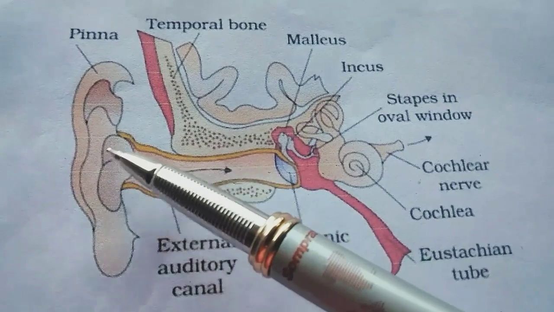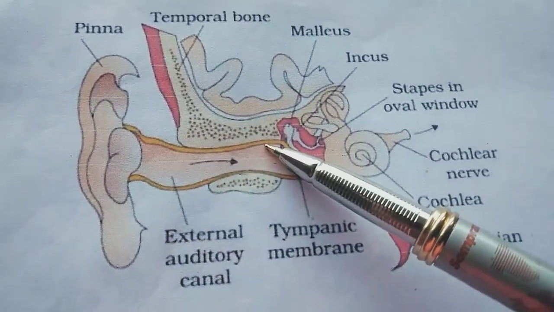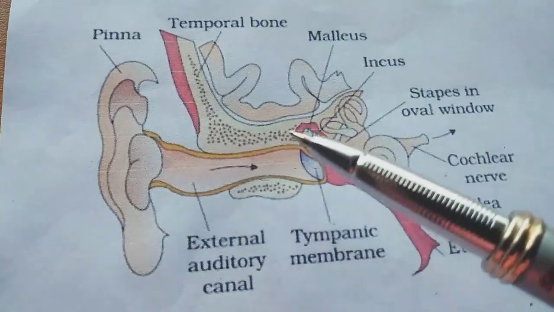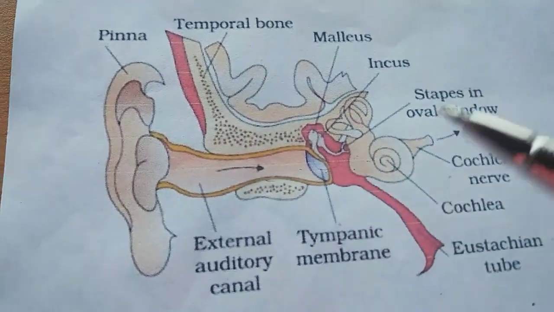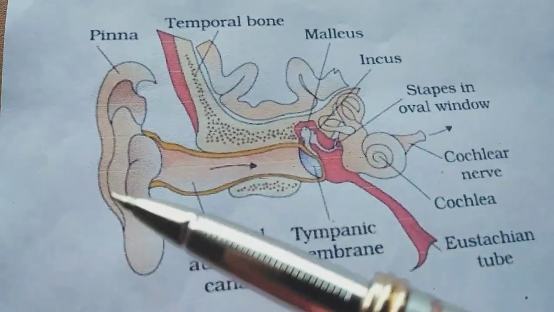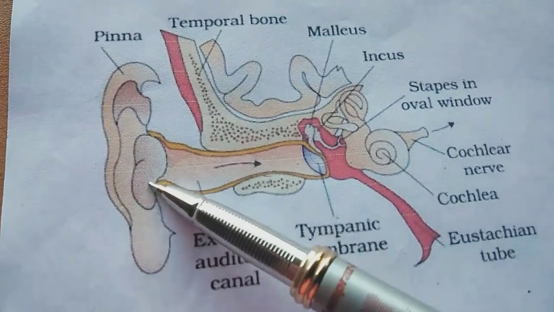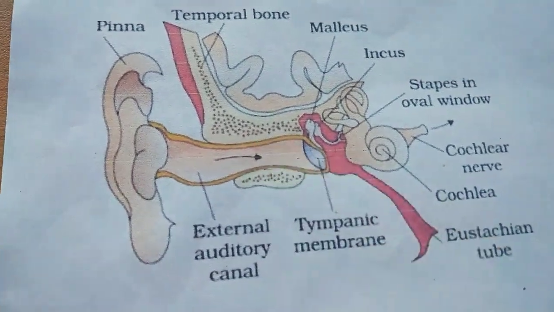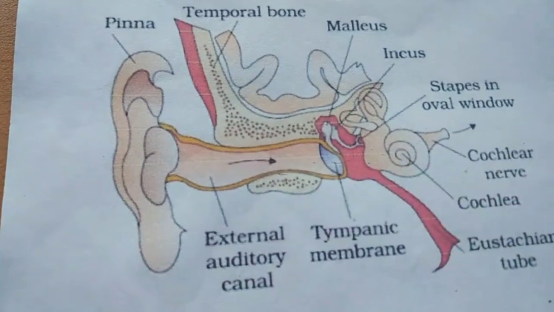This is pinna. Pinna collects vibrations in air, and this tube is the external auditory meatus. It leads inward and extends up to the tympanic membrane, that is the eardrum. This tympanic membrane is also known as the eardrum. Fine hair and wax secreting glands are present in the skin of pinna and external auditory meatus. They secrete wax. These are known as ceruminous glands.